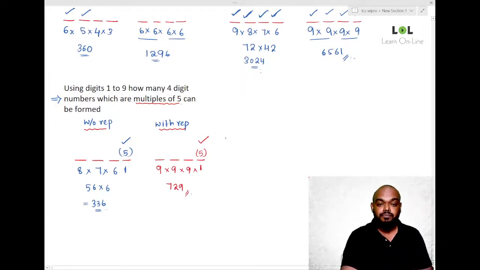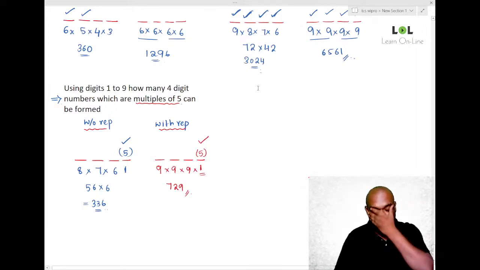Still totally 9 digits. I can fill this place in one way. The remaining places we can fill in 9 ways each, because repetitions are allowed and we have 9 digits with us. So 9 into 9 into 9 is 729. Am I clear with this question? Did you understand this? Everyone, please confirm in the chat box.